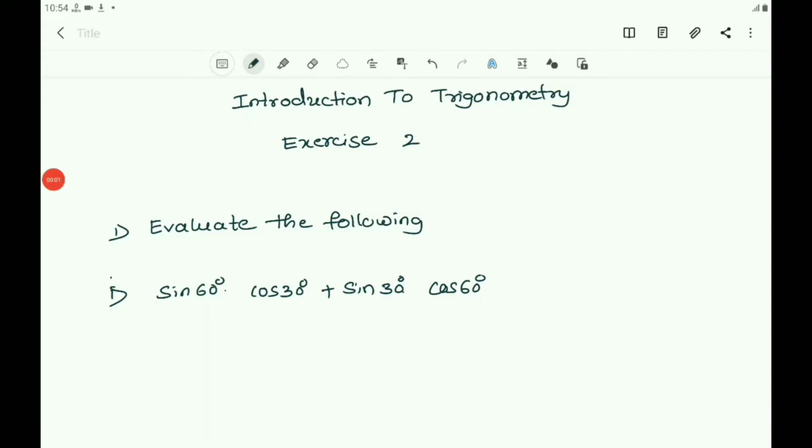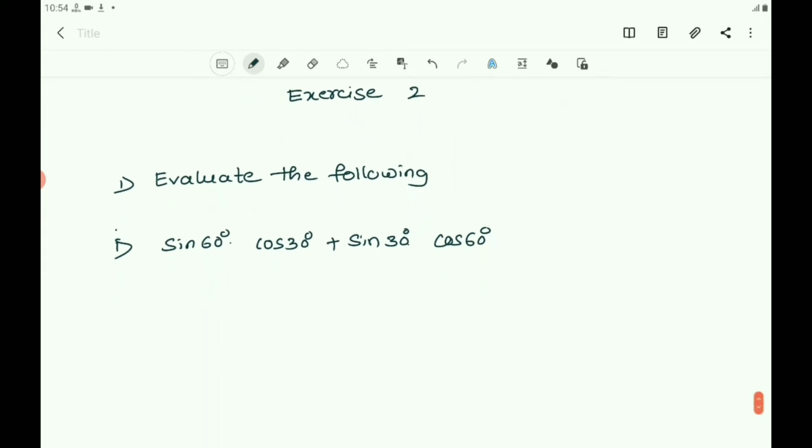Dear children, let us continue the chapter Introduction to Trigonometry. Now let us start exercise 2, the second exercise of the chapter. The first main question is: evaluate the following. The first sub question is sin 60 degree cos 30 degree plus sin 30 degree cos 60 degree.